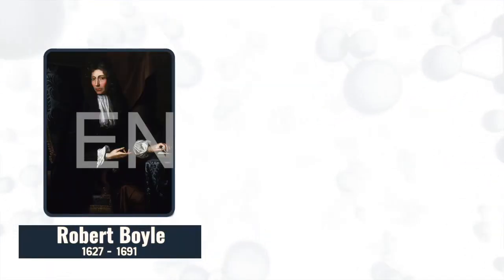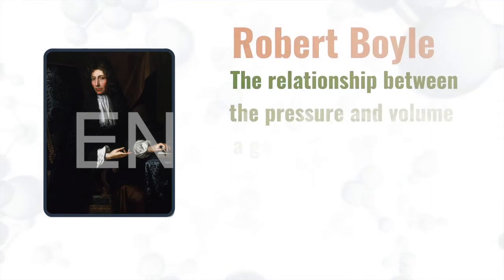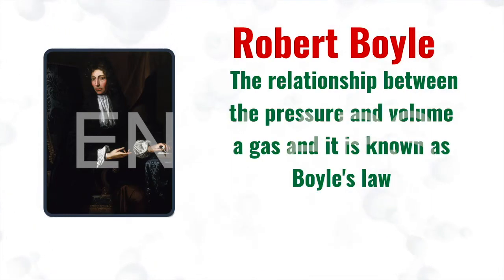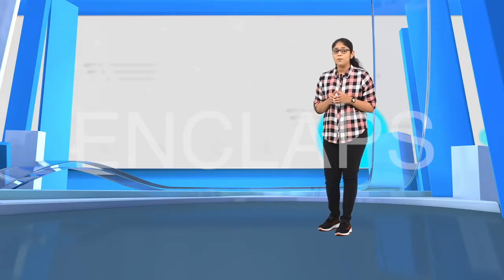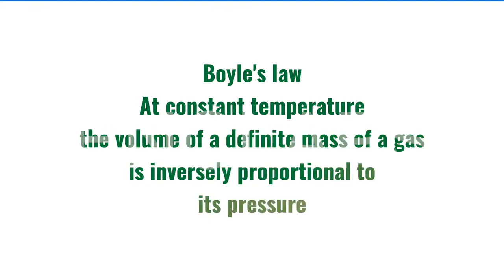It was a British physicist, Robert Boyle, who introduced the relationship between the pressure and volume of a gas, and it is known as Boyle's law. So, what is Boyle's law? At constant temperature, the volume of a definite mass of a gas is inversely proportional to pressure.